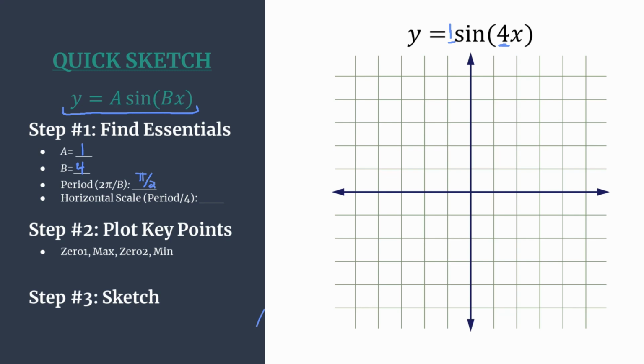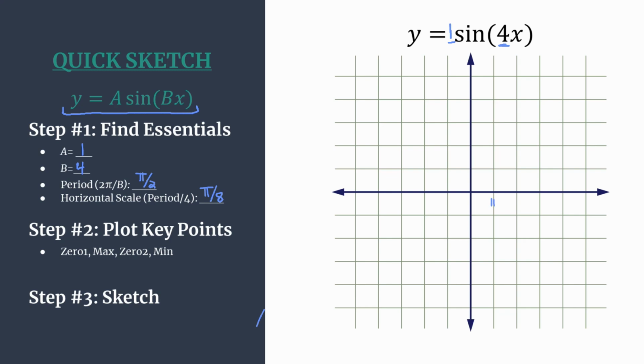Now, to set up step 2, we're going to pick a horizontal scale. Just take the period and divide by 4, or that's the same thing as multiplying by 1/4 if that helps. And we're going to count our horizontal tick marks using pi over 8. Again, that's period divided by 4. And that'll make sure each of our key points in step 2 lines up nicely with a horizontal tick mark. So we'll take care of that now.